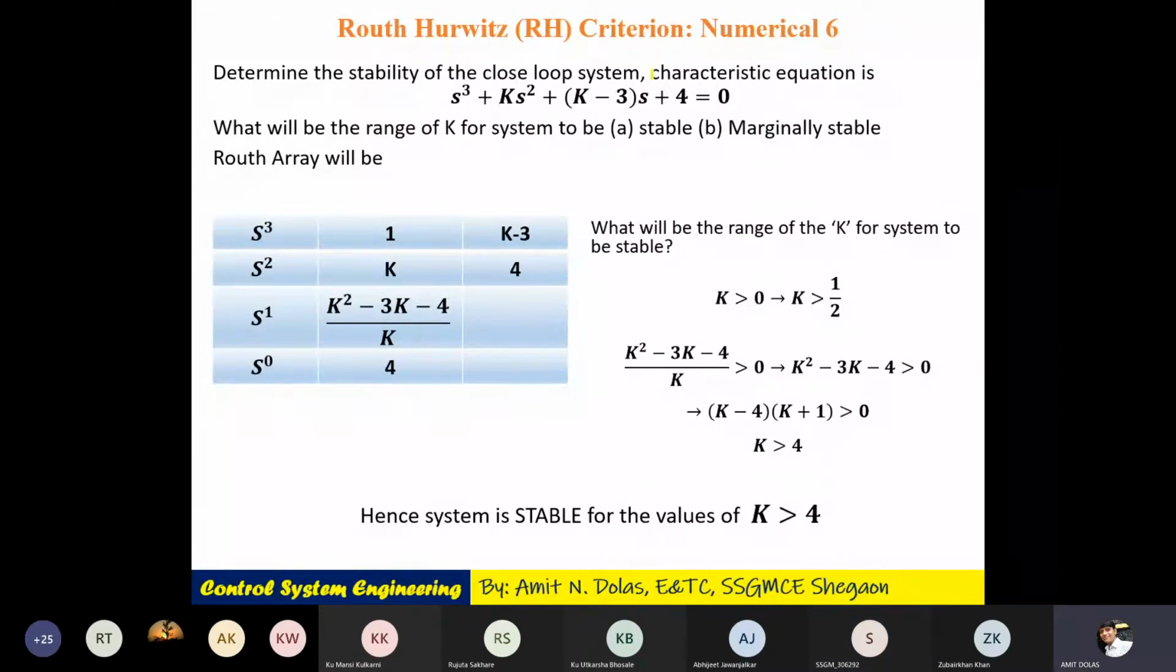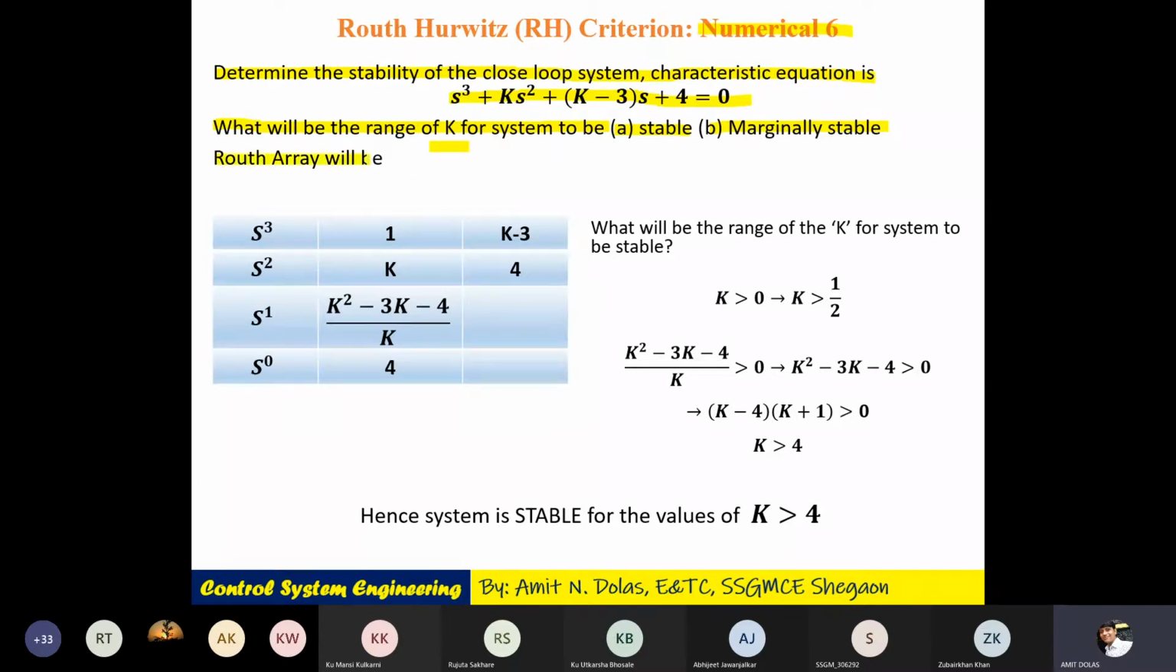Yes, sir. Okay, so we had 5 numericals before. So today we'll see the next numerical, number 6. And again, the system is given. Determine the stability of the closed loop system whose characteristic equation is s cube plus k s square plus (k minus 3) s plus 4 is equal to 0. We have to write a Routh table, or Routh array, for that. But the problem statement is somewhat different. What will be the range of k for the system to be stable? Two things are asked, and marginally stable. So we need to find out the range of k for that.